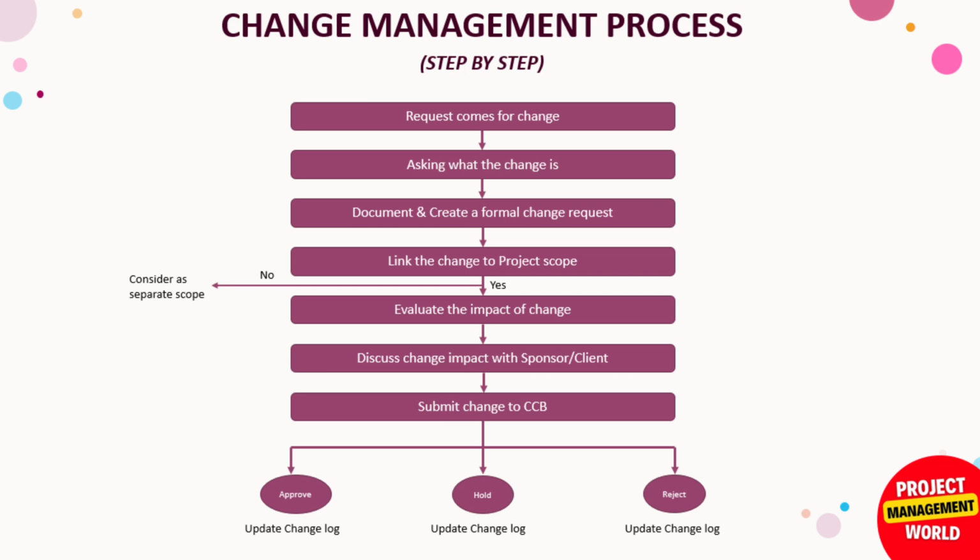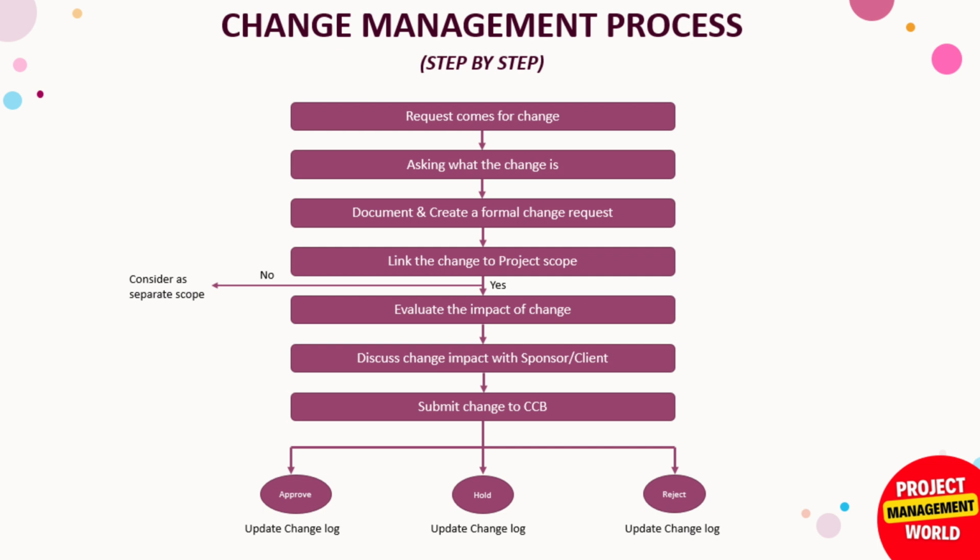The first step is that a request comes for a change. Whenever someone requests a change, this is the first step. After seeing that request, the second step is asking what the change is. We ask the requester to elaborate on what the change is, and we understand the change. The third step is to document and create a formal change request. After we have gathered the information about the change, we document that change and create a formal change request, where we document it in the change log.